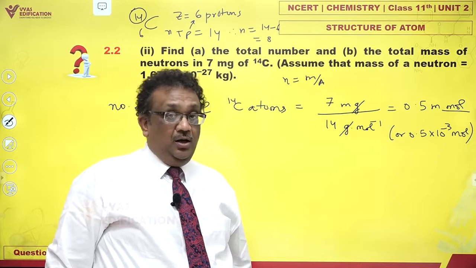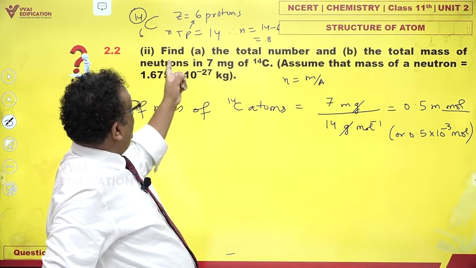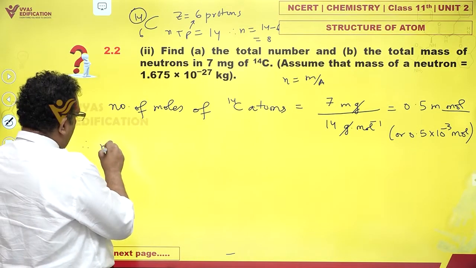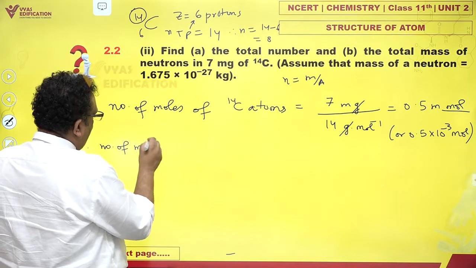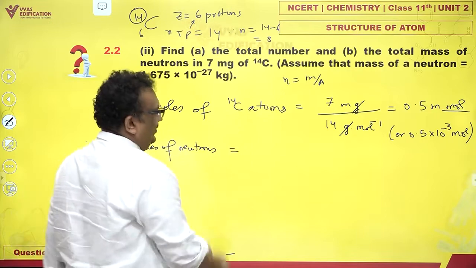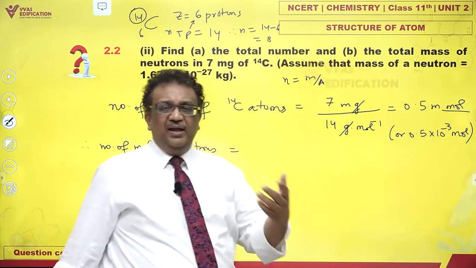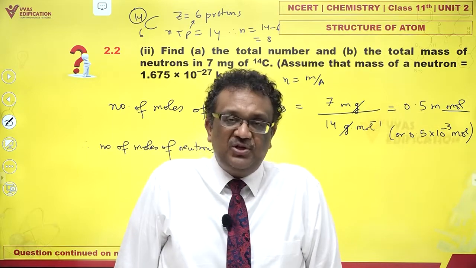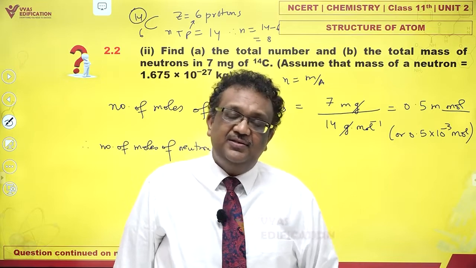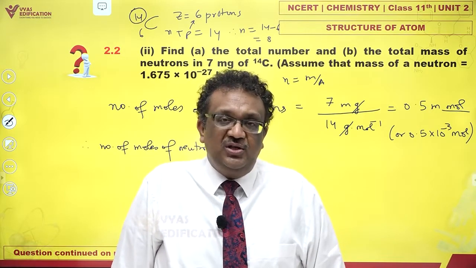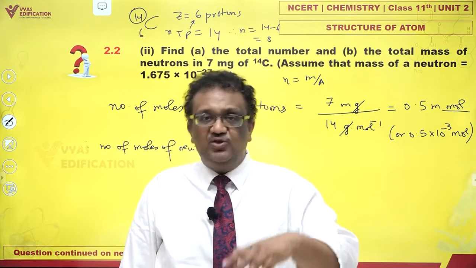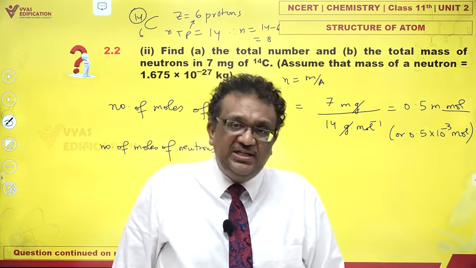So I have got the number of C14 atoms. But is this what I need? No. I need the number of neutrons. Therefore, the number of moles of neutrons is how much? It is something like, if I have a giant truck which contains 8 wheels, and I have 10 trucks, how many wheels would I have? Just multiply 10 by 8, because every truck contains 8 wheels. So you have 80 wheels.